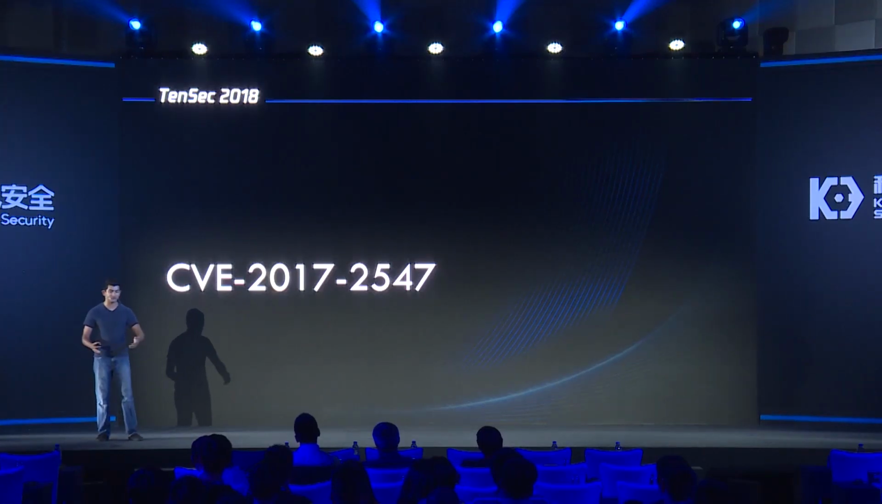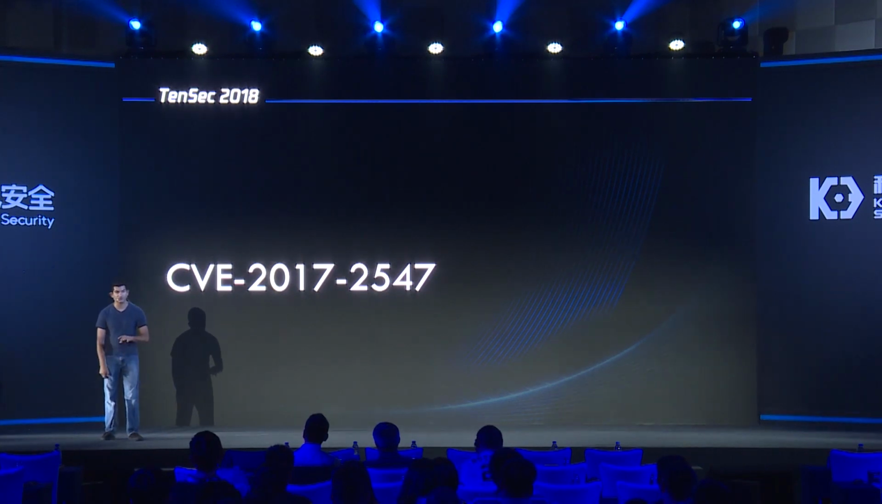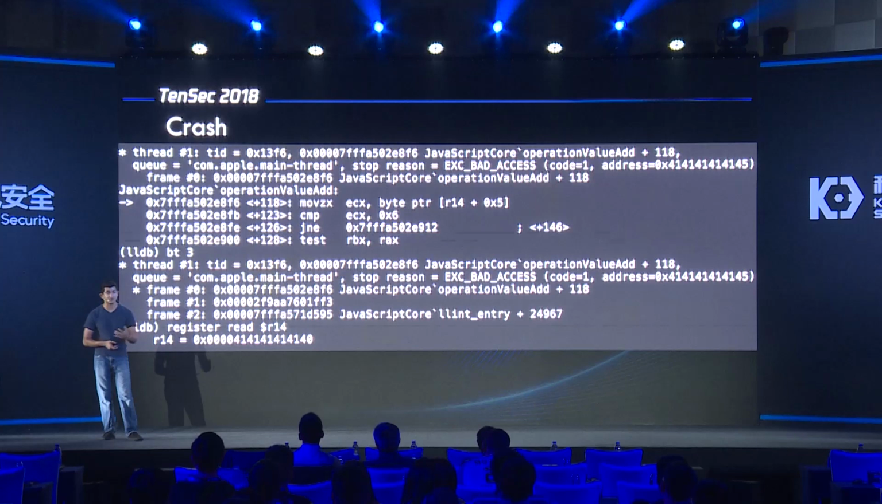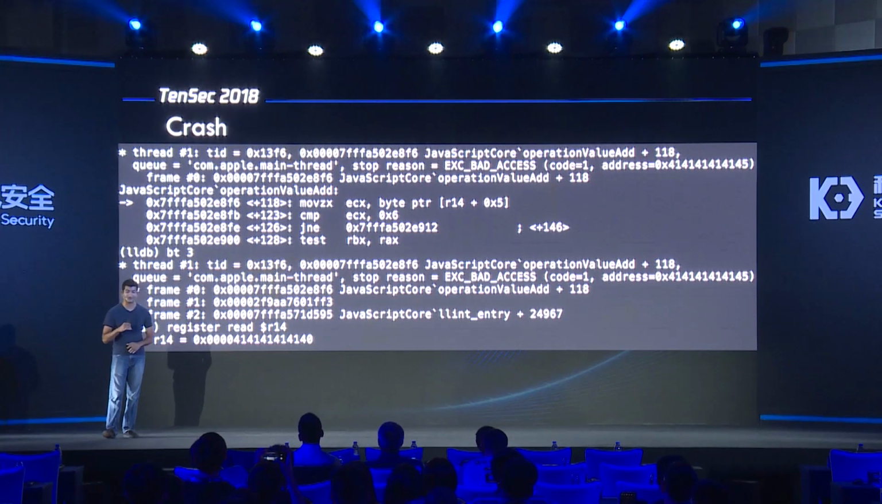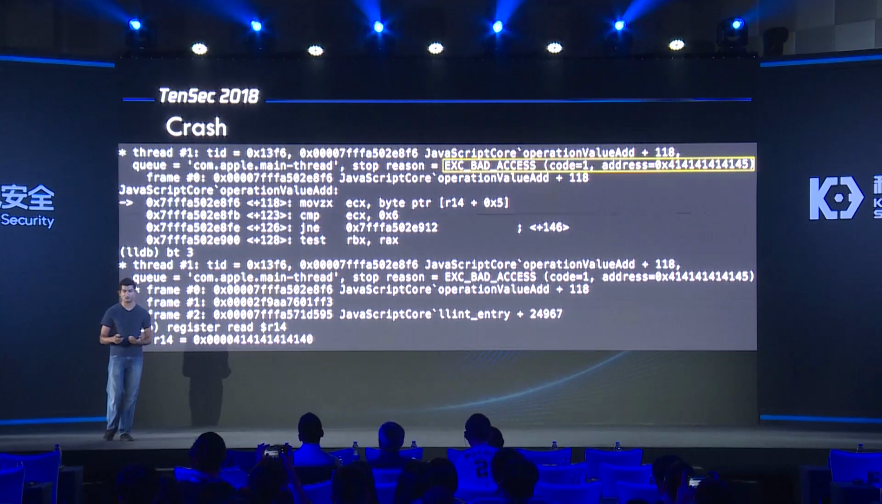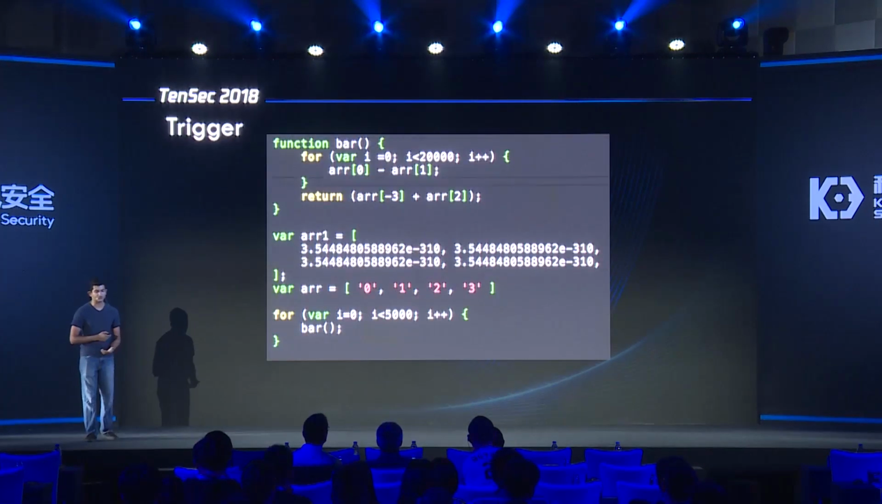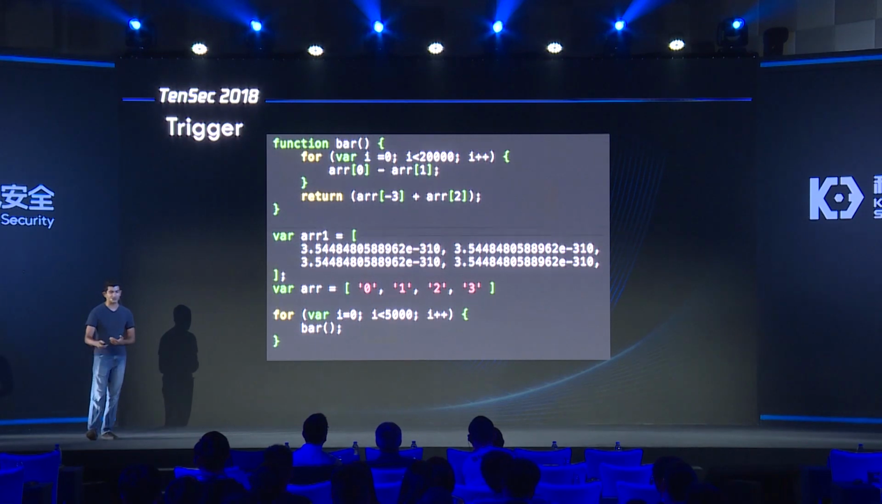So the first true vulnerability I'm going to give a deep dive about is CVE-2017-2547. This was brought to us by Tencent Keen Lab during Pwn2Own, I think 2017. And if we look at the crash, we see that we have EXC_BAD_ACCESS with an address 0x41414141. Interesting thing when you're looking at the trigger is that there's no 41s anywhere to be seen.